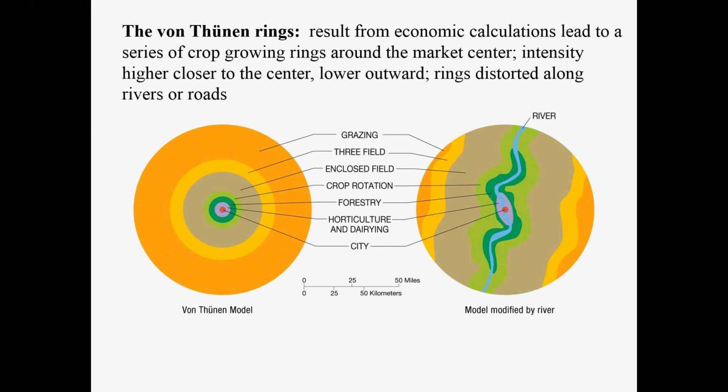What if you have some geographical features such as rivers or mountains? Here you have rivers. Along the rivers, you can use river navigation, which would reduce the transportation cost. Therefore, the same crop growing ring will extend along the river, around the river. So that's why a perfect circle becomes distorted into all different kinds of elongated shapes, because the river serves as a medium of transportation. So that's Von Thünen's agricultural location theory.